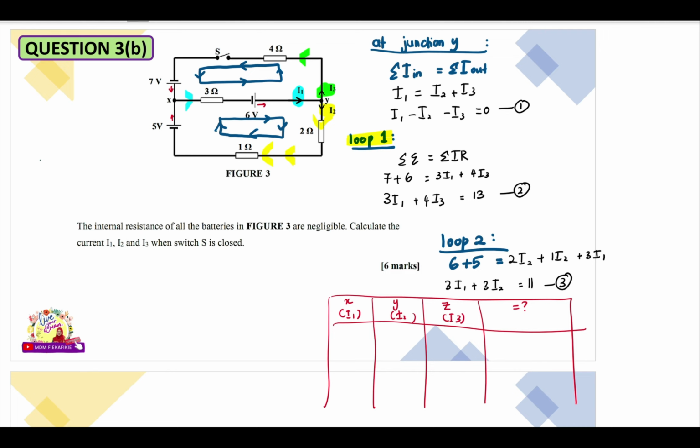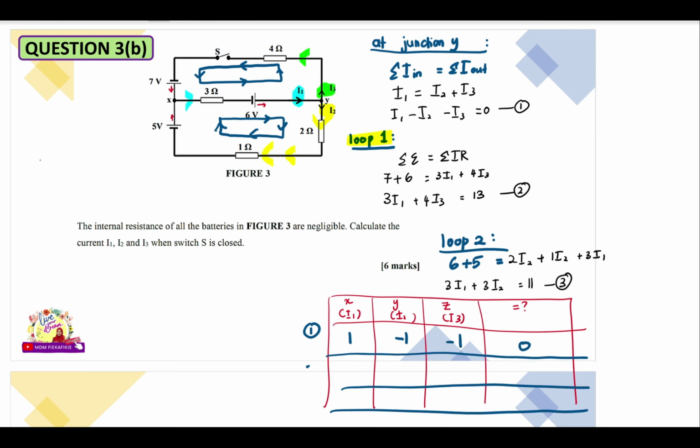Okay, so we start with the first equation, equation number 1. Okay, I1 ni berapa tu? 1, negative 1, negative 1, 0. And then equation number 2. Sama juga, I1 ada tak? Ada, 3. I2 ada tak? Tak ada, kosong. I3 ada? Ada, positive 4. And equal to what? 13. So 3, 0, 4, 13.